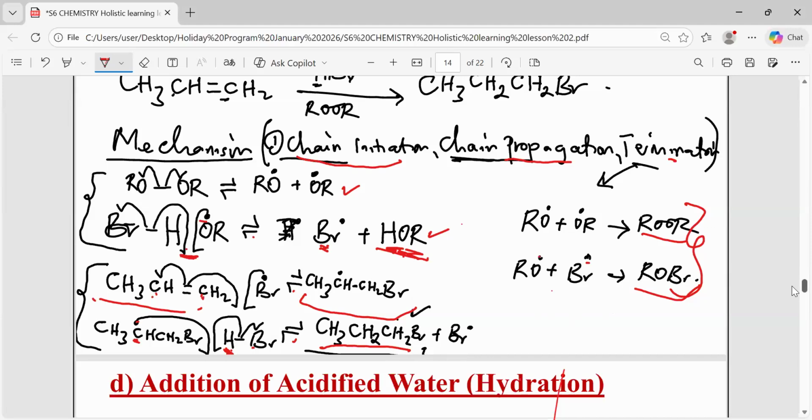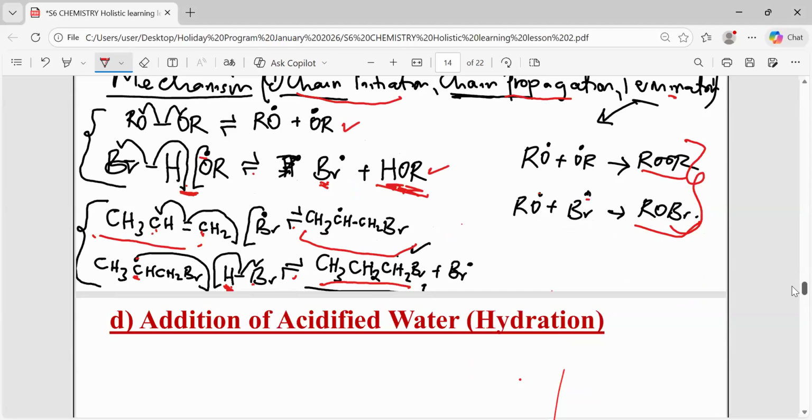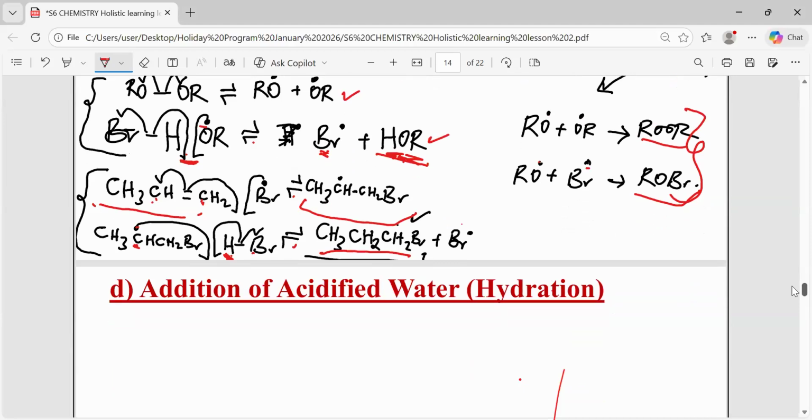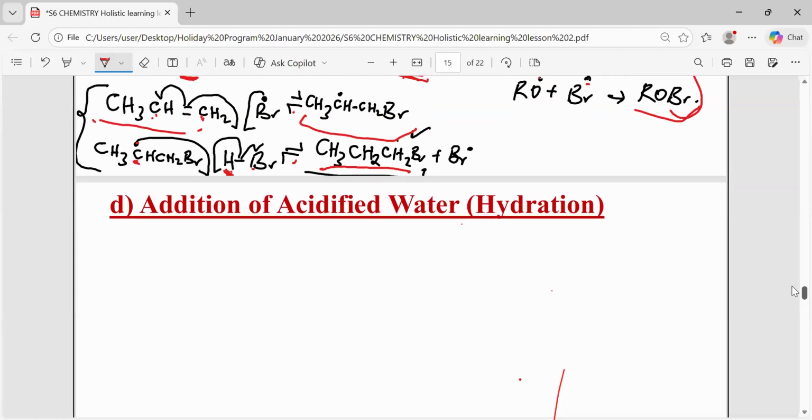Before we move any further, look at the two equations which are remaining, which I believe I can leave you to try out. We are remaining with hydration. To prove that you have understood, you recall hydration or addition of acidified water. You're going to try out this one which I want to give us. Put it down and you try it out.